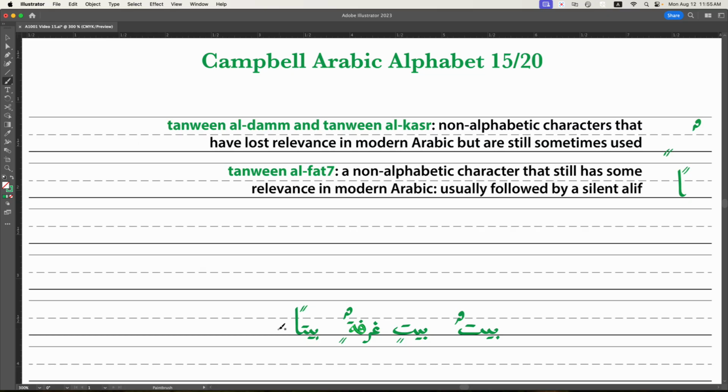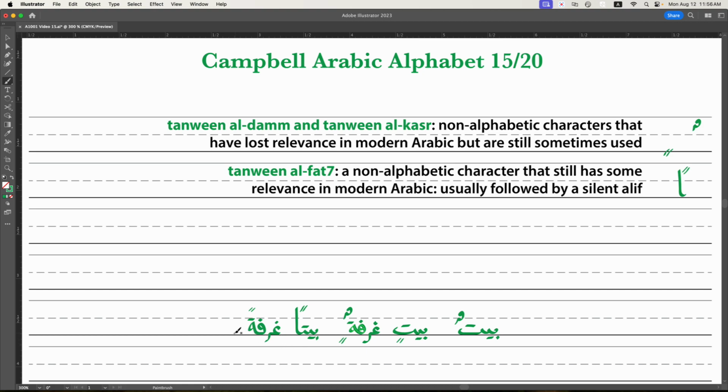So ghurfa, for example, because it ends in ta marbuta, it doesn't get this extra alif. It just stays written the way it is. And then if you were going to pronounce it with full pronunciation, you'd say ghurfatan, a room again, but a room as the object of a verb, like "I cleaned a room" or "I saw a room." So these characters here are not at all super important for learning basic modern standard Arabic, especially at first. But for completeness' sake, with the alphabet, I want you to know that they're there sometimes.